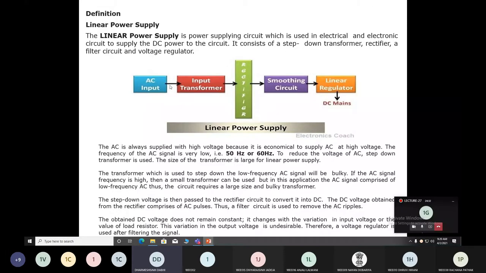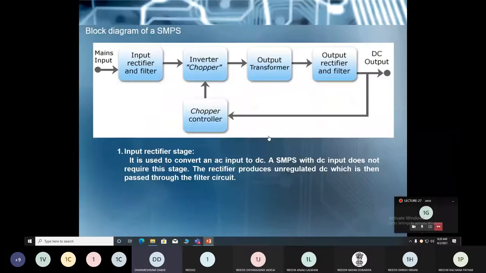So the overall size of the power supply becomes less in case of SMPS, because in SMPS, we convert the high frequency AC into DC. In that case, the size of the transformer is less. Because of this nature of the circuit diagram of the linear power supply, it is bulky in nature. Now let's understand the single line diagram of the SMPS.